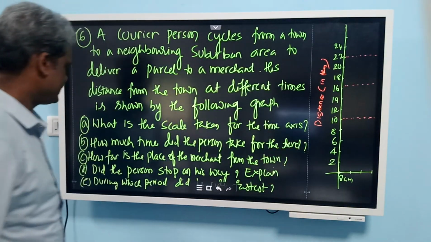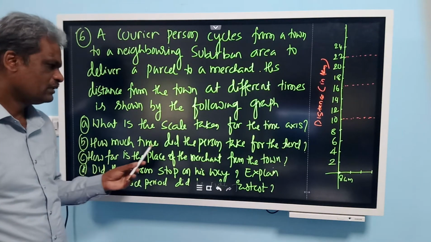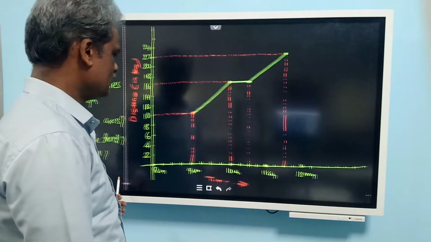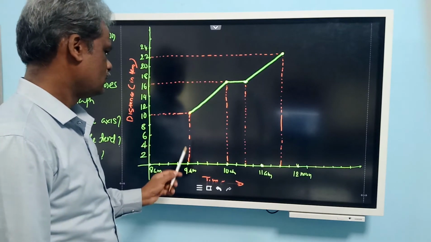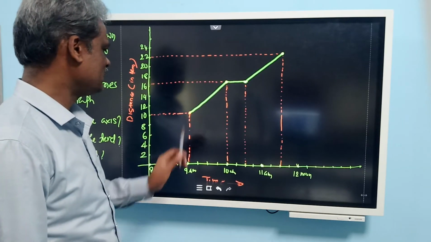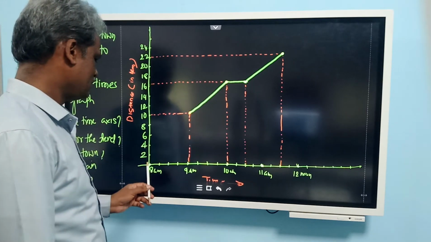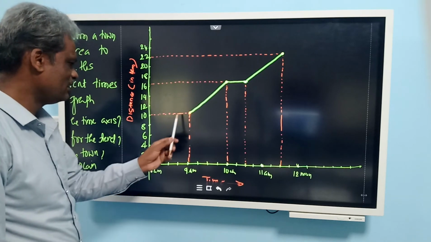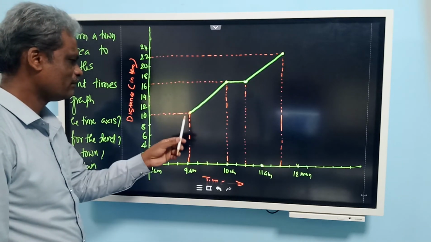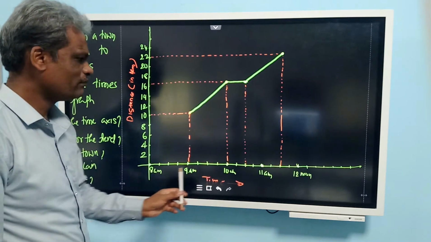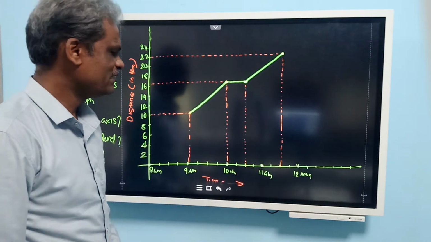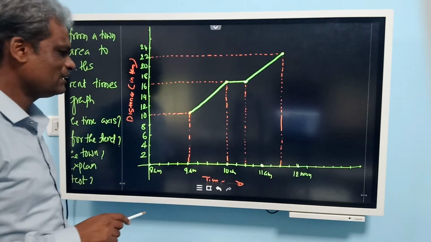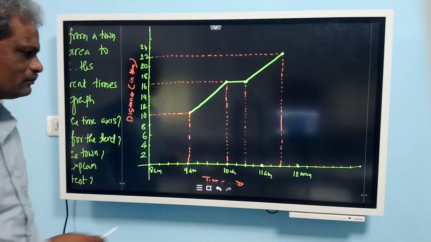Then come to the second question. How much time did the person take for the travel? From here, at 9 a.m. he was at a 10 kilometer distance. At 8 a.m. he was at 0 distance. From 8 a.m. up to 11:30, what is the time taken? You tell me. What is the total time taken?